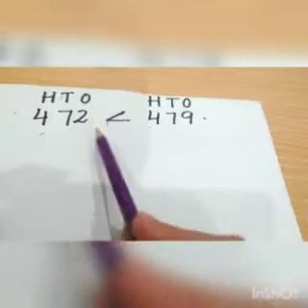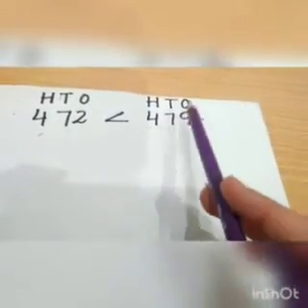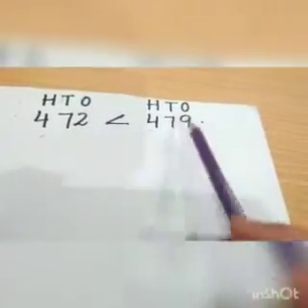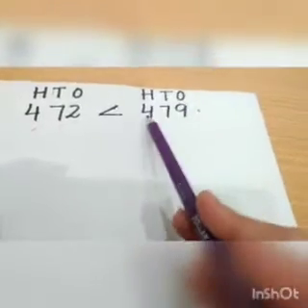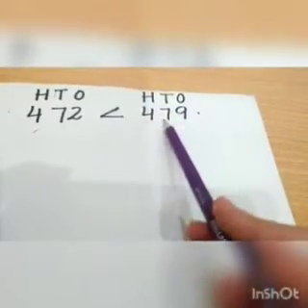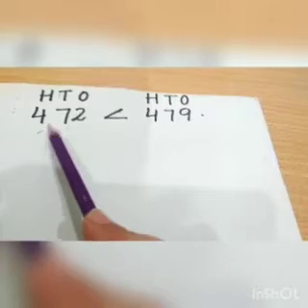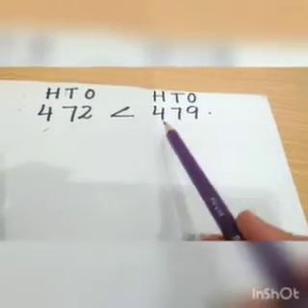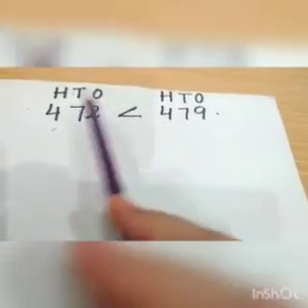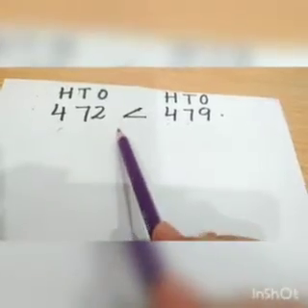2 ones is smaller than 9 ones. Then 479 is greater than 472. Okay, the answer is 479 is greater than 472.